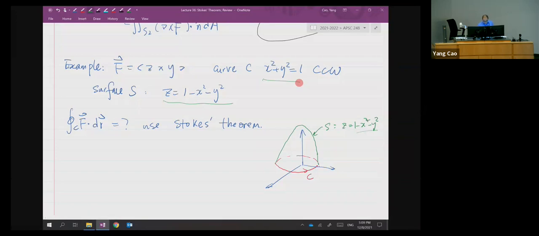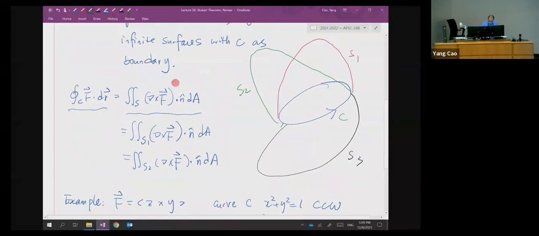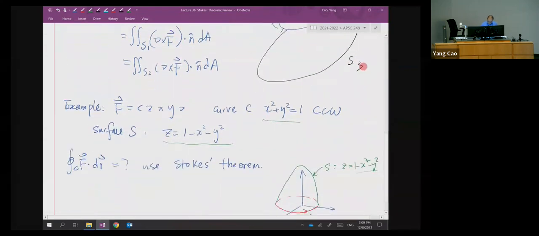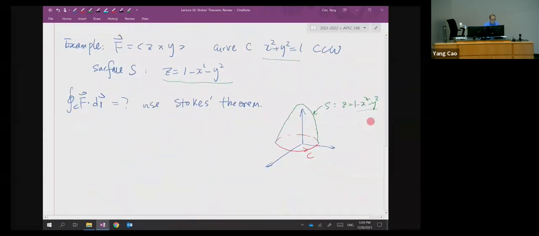Okay, so now I'm calculating using Stokes theorem. Basically this means you are calculating using this surface integral instead of this vector line integral. You can take a look at the lecture notes for how the vector line integral can be conducted. But in this case, I'm going to calculate this using the surface integral.